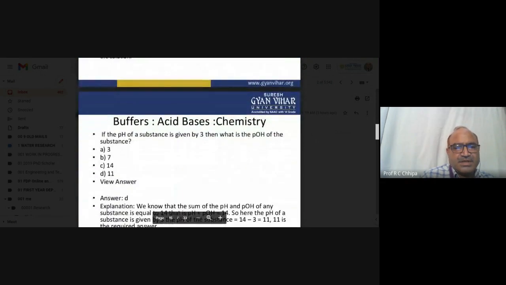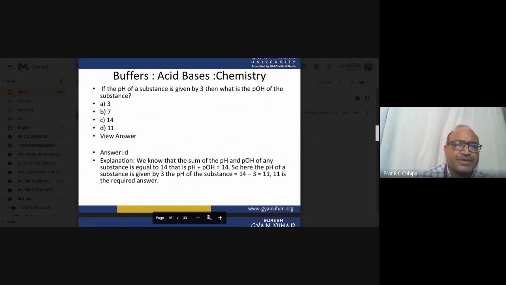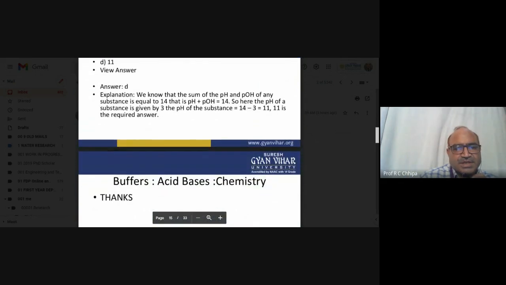So that is the thing regarding buffer capacity. And now the next one: the pH of a substance is given as 3, and then what is the pOH value? Here the answer is 11. So 11 plus 3 is 14. We know that the sum of the pH and pOH of any solution is 14. If pH is 3, then definitely pOH will be 11.